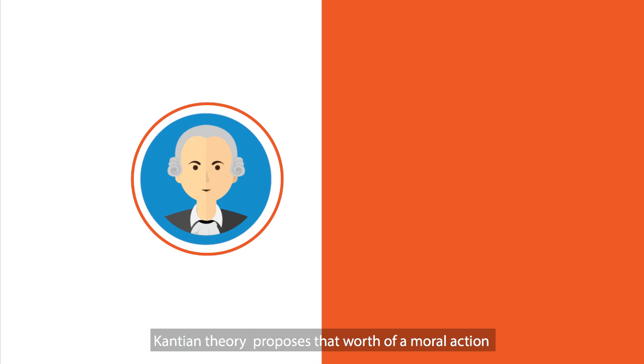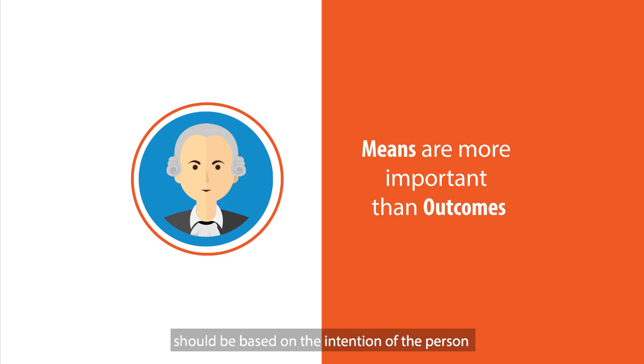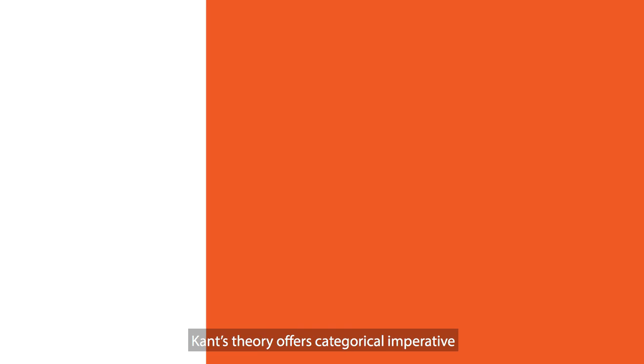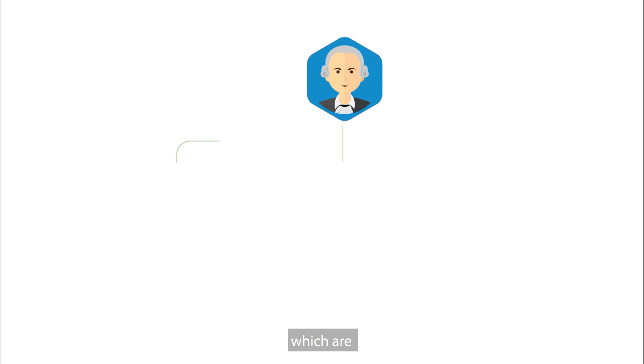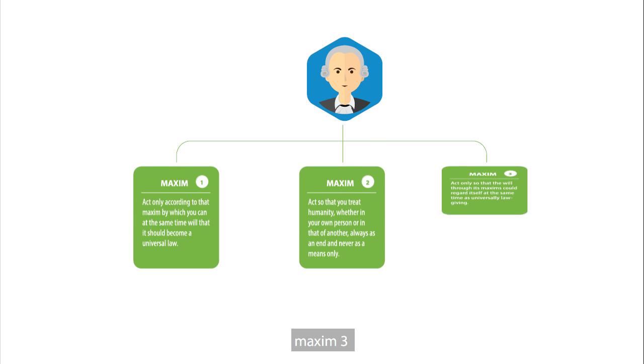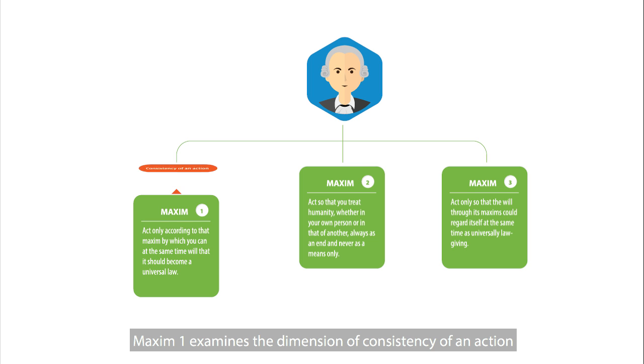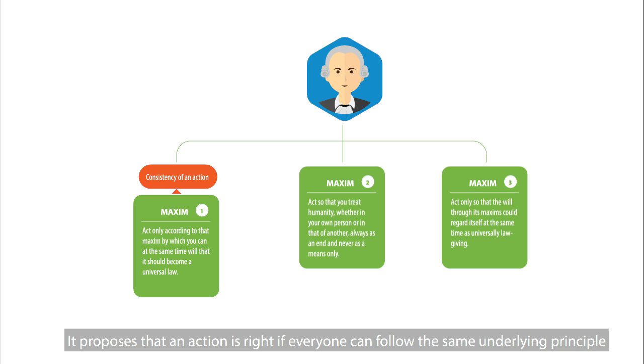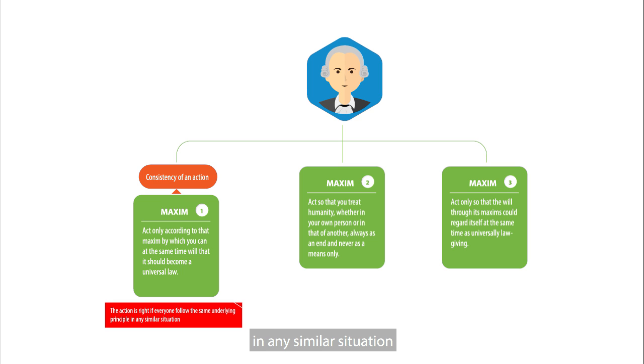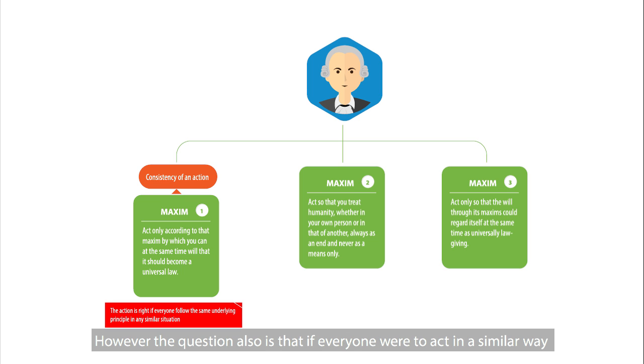Kantian theory proposes that worth of a moral action should be based on the intention of the person performing the decision. This theory offers categorical imperative, which are maxim 1, maxim 2, and maxim 3. Maxim 1 examines the dimension of consistency of an action. It proposes that an action is right if everyone can follow the same underlying principle in any similar situation. However, the question also is that if everyone were to act in a similar way in comparable situations, does that make it a universal law?